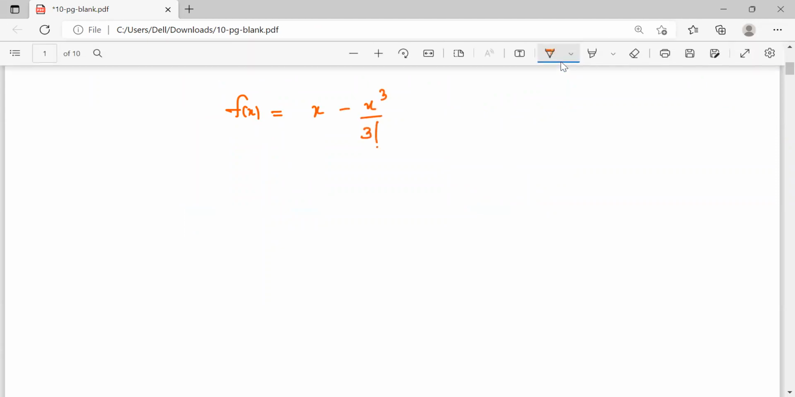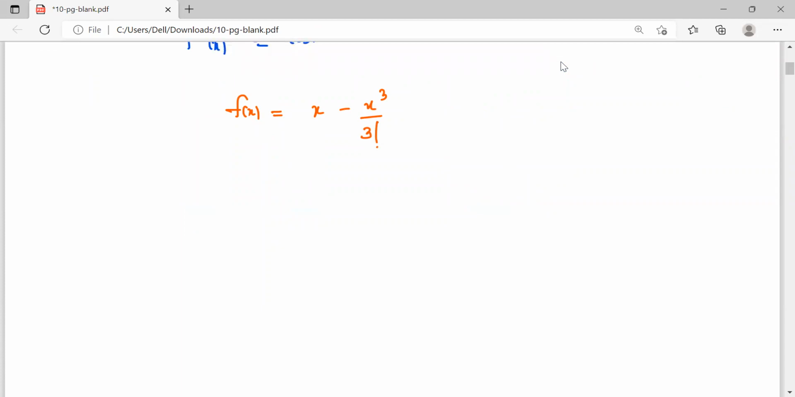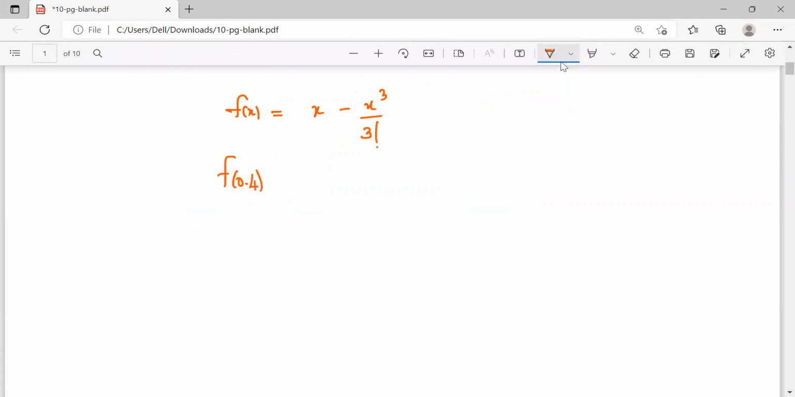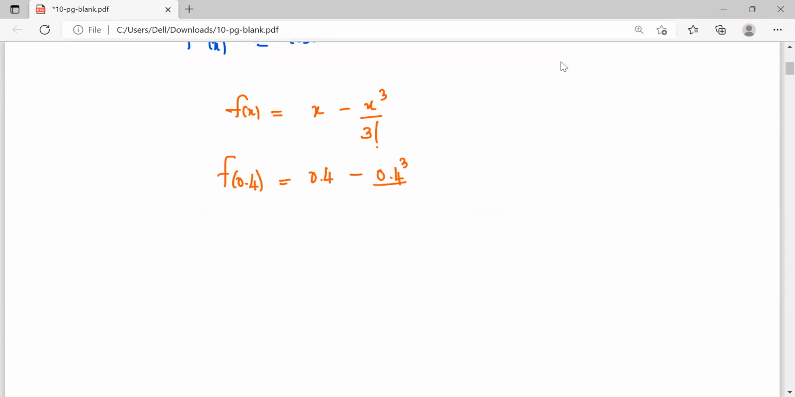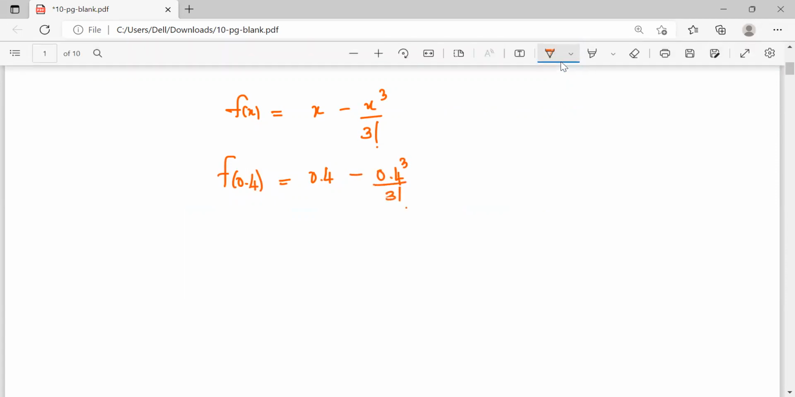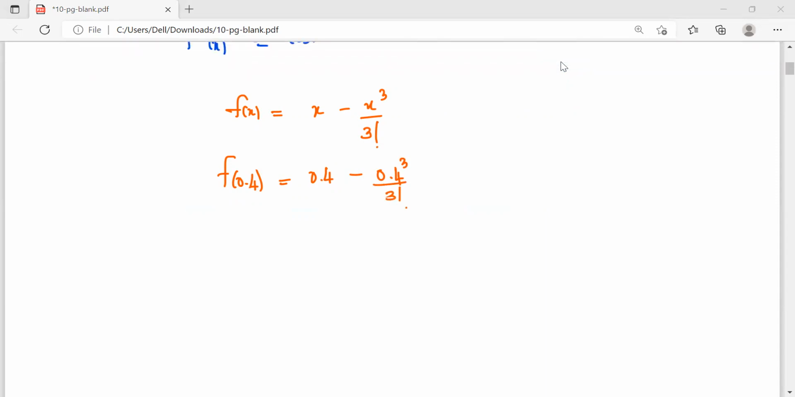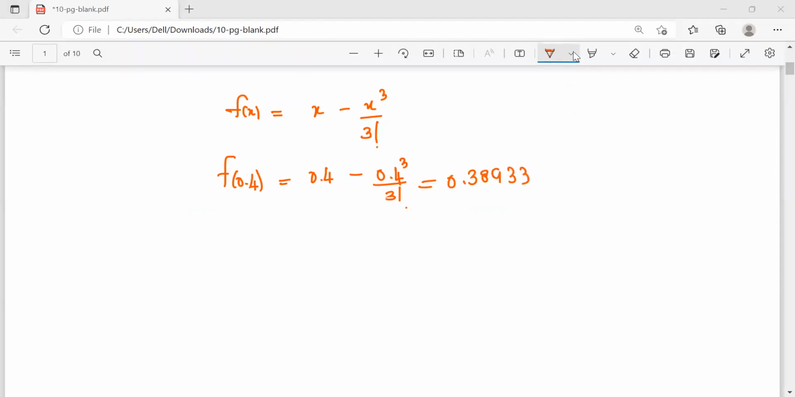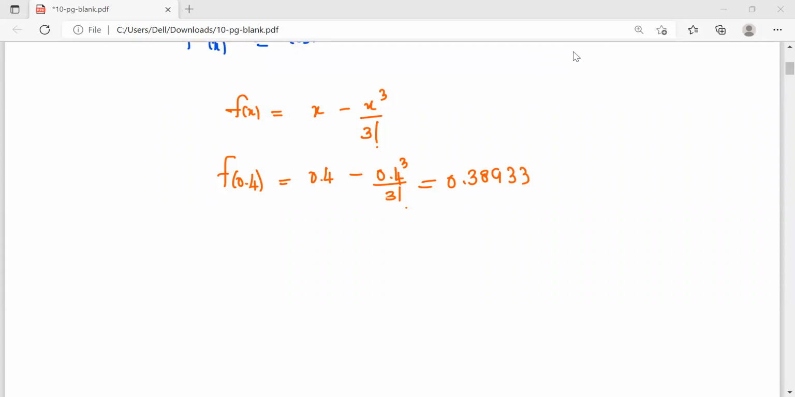You are going to get an equation of f of x equal to x minus x cube over 3 factorial. So we have got the third order Taylor polynomial. Now let's substitute the value of 0.4 and get the answer. If you substitute 0.4 over here, you are going to get 0.4 minus 0.4 to the power 3 divided by 3 factorial. Now we can use the calculator to find this value. Now I got the value of 0.38933.